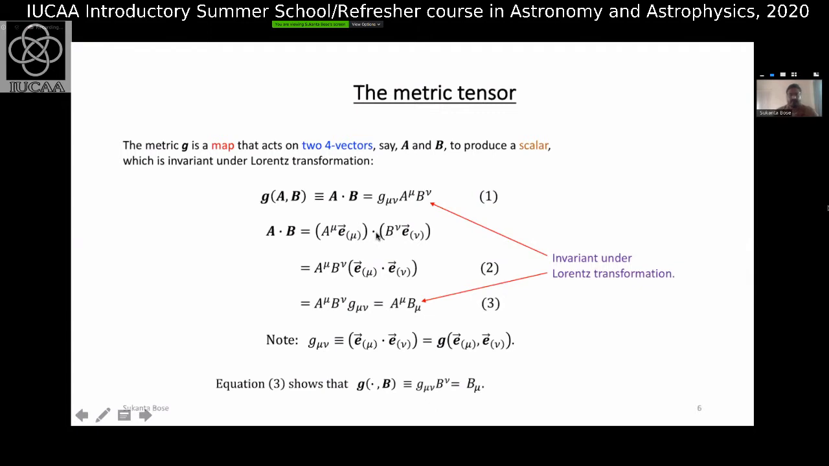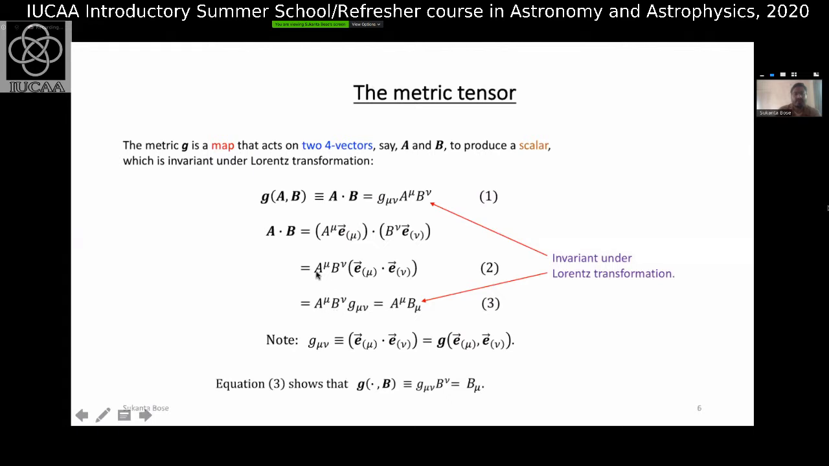Okay, the dot product is a map. But because A mu and B nu, at any space-time point in any frame, will just be numbers, you can take them outside. So that means that this basis vector will be dotted with that basis vector, e mu dot e nu. But this is that dot product that I define as g mu nu. That's really what is happening.